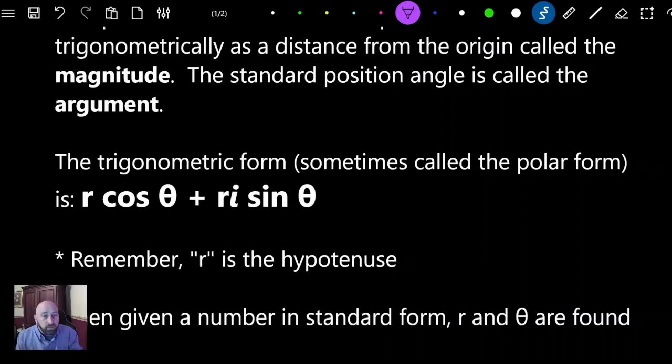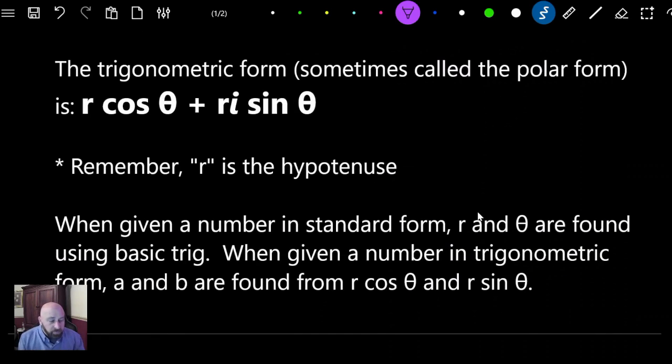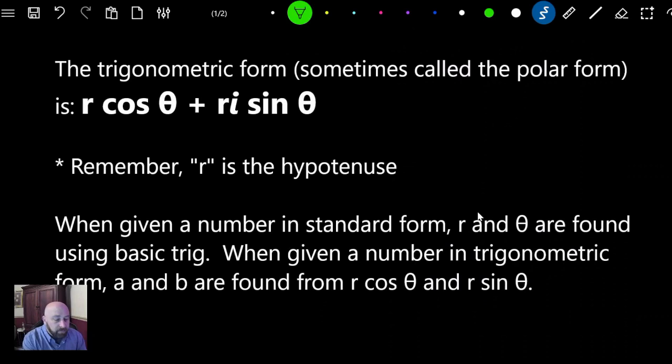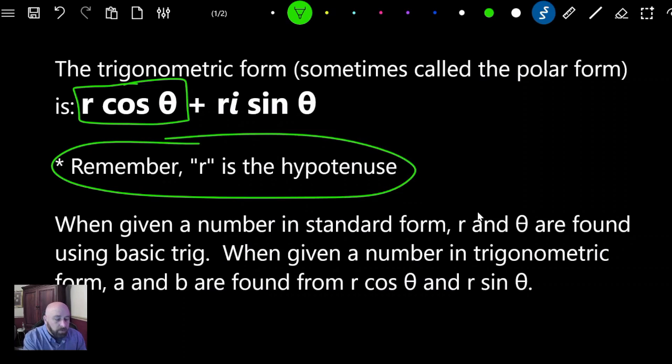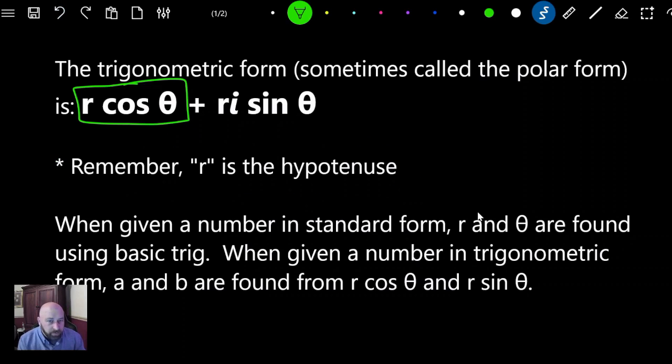Trigonometric form, also called the polar form. Here's what it is. The polar form, or the trigonometric form, is when you have r cosine theta. What is r? Look down here. Remember, r is the hypotenuse in trigonometry. So we have hypotenuse cosine theta plus hypotenuse imaginary. Remember, we're dealing in imaginary right now. Imaginary sine theta.